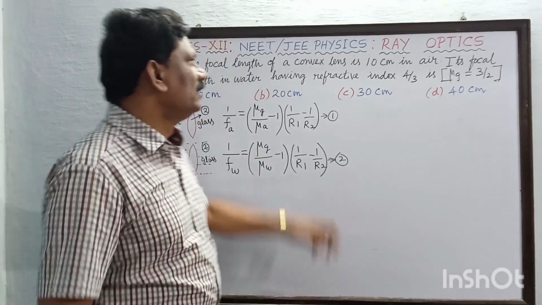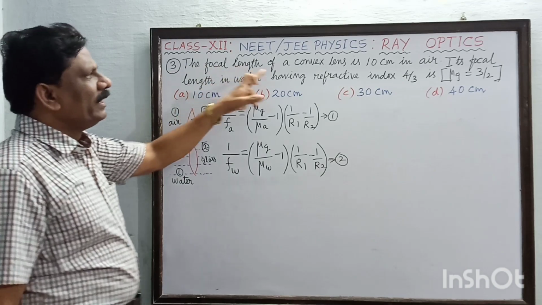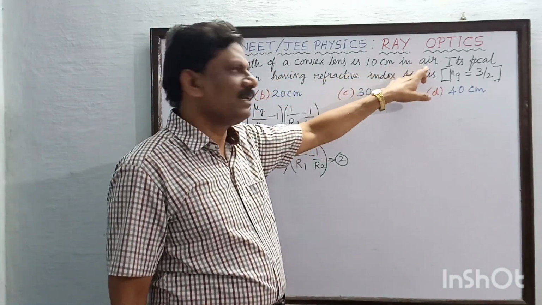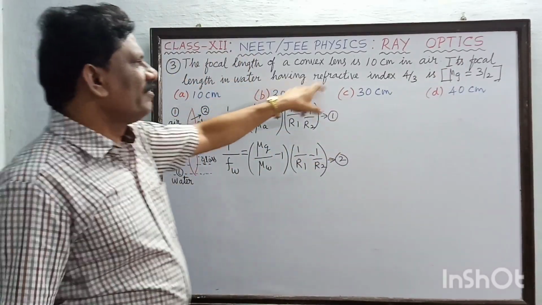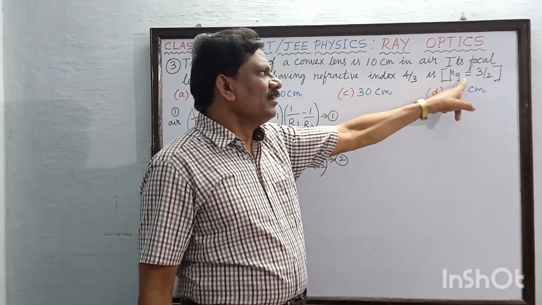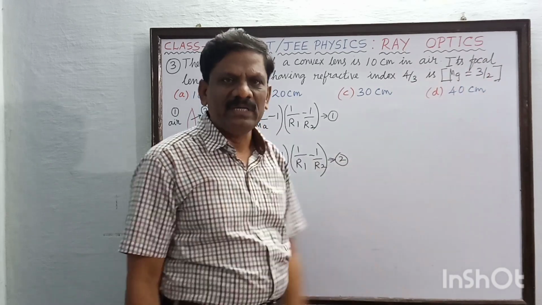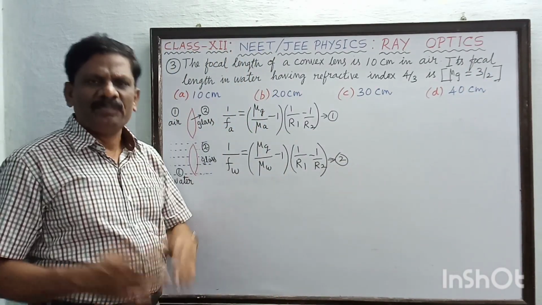Hi students, the third problem in ray optics. The focal length of a convex lens is 10 cm in air. Its focal length in water having refractive index 4/3 is to be found. Given that the refractive index for glass is 3/2 in air. Now it is similar to the previous problems.